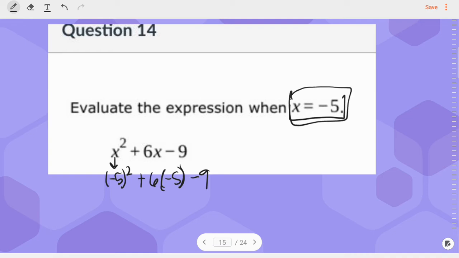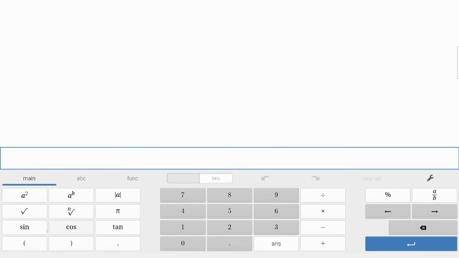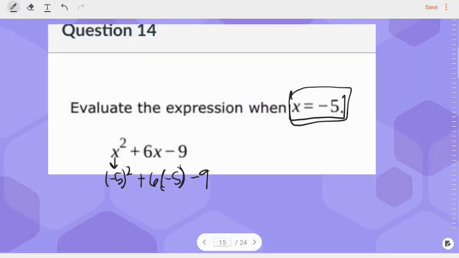Up here. Remember when you type this into your calculator? To put those parentheses, -5 squared is 25. If I don't include those parentheses, remember what happens? -5 squared, I get -25 instead of positive, which I need to be careful about. So positive 25 plus -30, because that's what I get when I multiply, and -9.